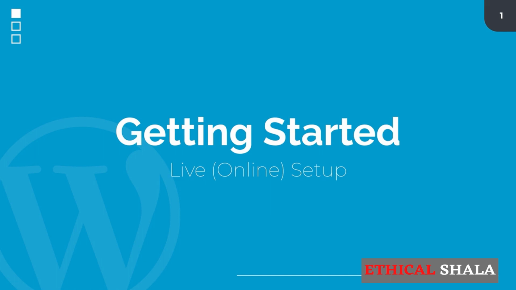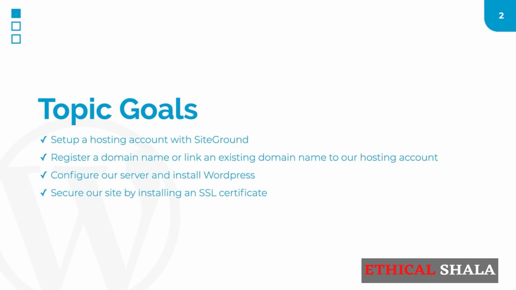If you want to develop your site for free right on your computer without needing a hosting plan or an internet connection every time you sit down to design, skip this section and watch the section before this one called Local Offline Setup. In this section, we'll be learning how to set up a hosting account with SiteGround, register a domain name or link an existing domain name to our hosting account, configure our server and install WordPress, and secure our site by installing an SSL certificate.